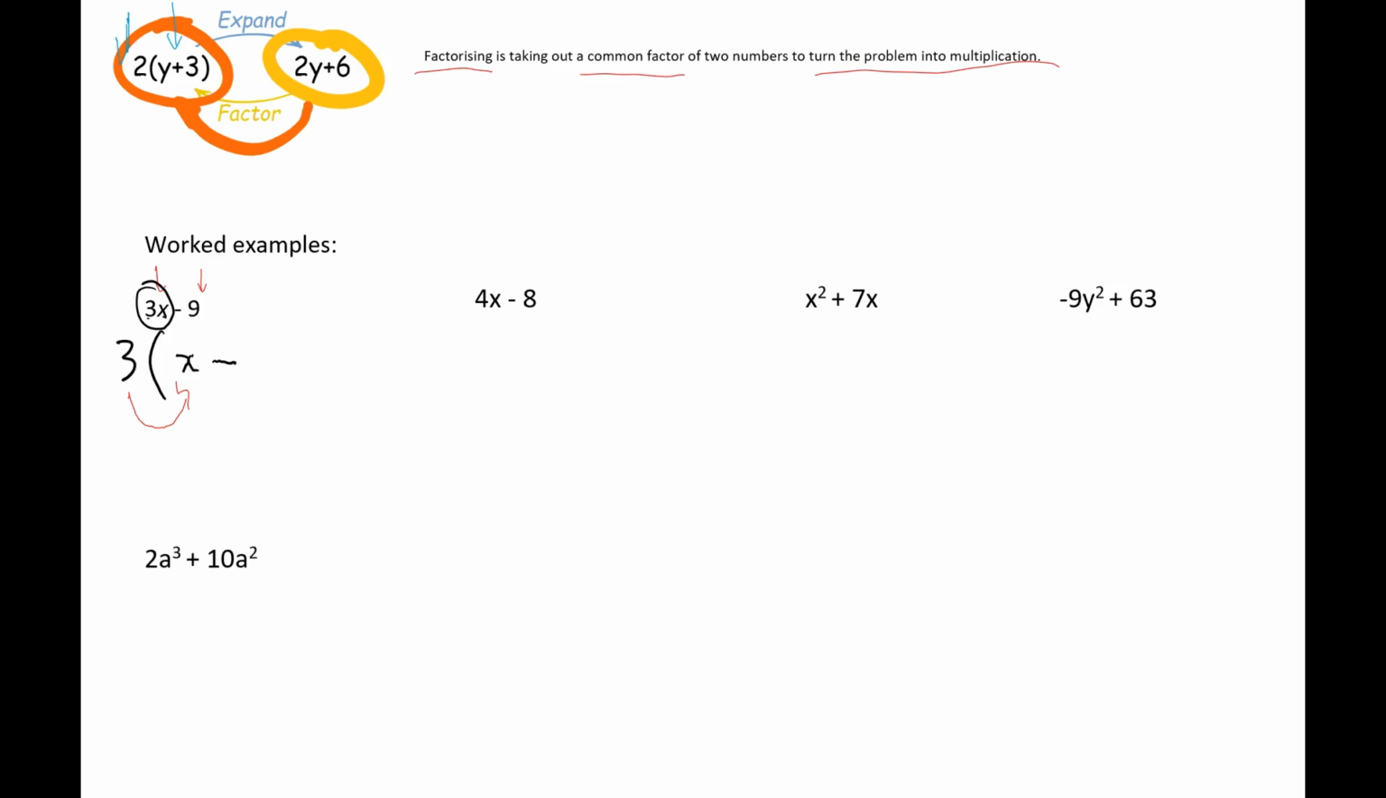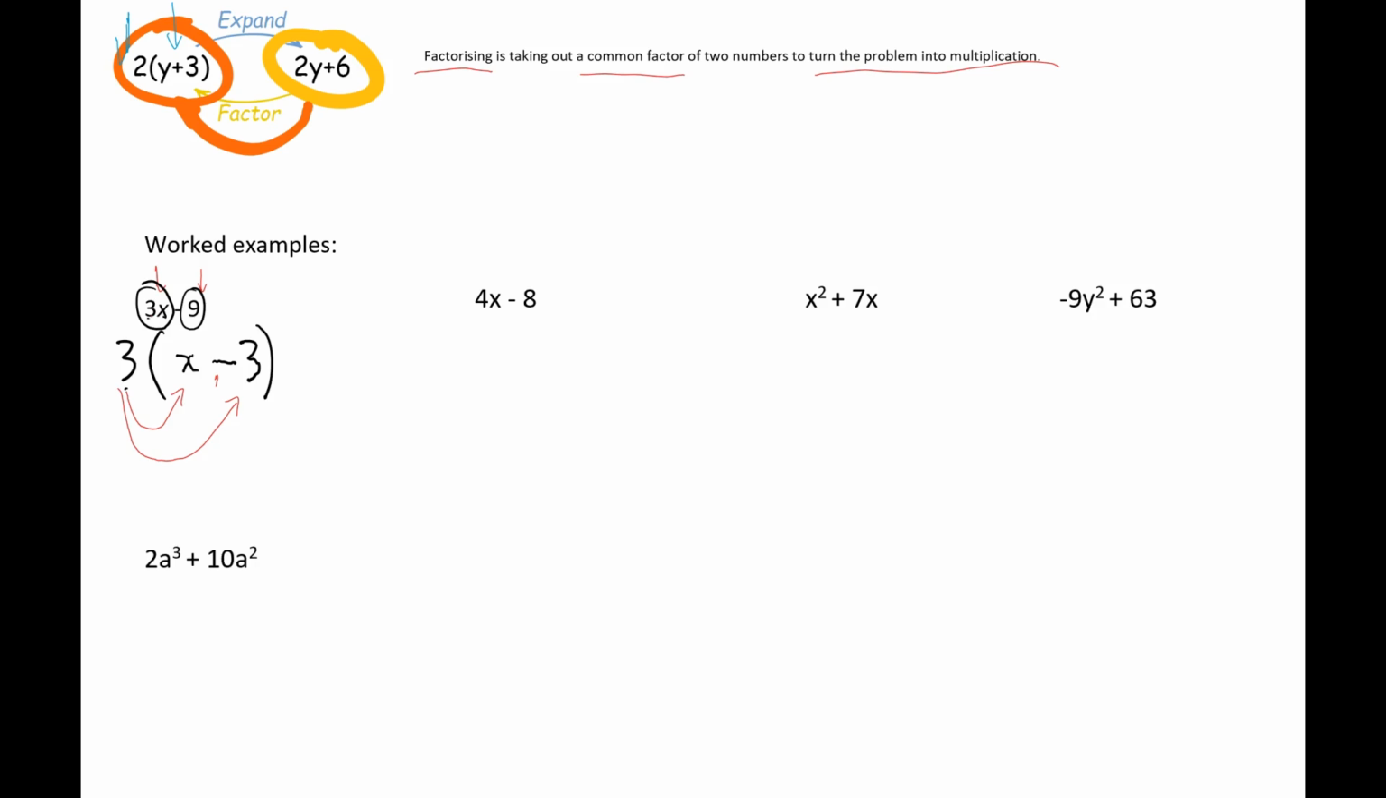Now I've got my takeaway. Let's look at the next half. We've got 9. I need a number to multiply by 3 out the front here to get to 9. Well, 3 times 3 is 9. So I've got 3 there, and we close our bracket. Let's test whether it works. 3 times x gets us 3x. We've got our takeaway, and then 3 times 3 equals 9. So what we have is 3x take 9.